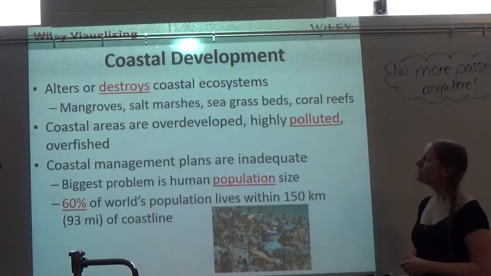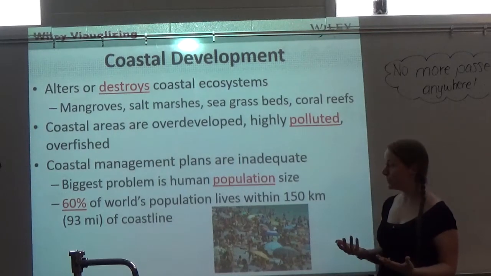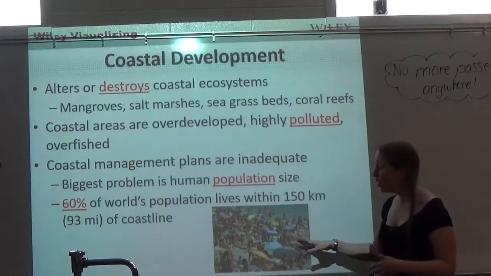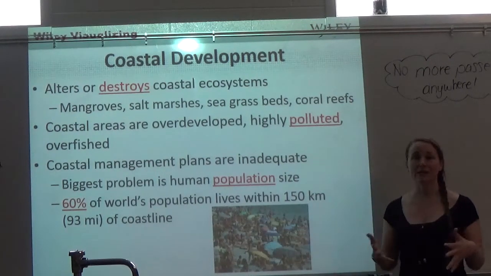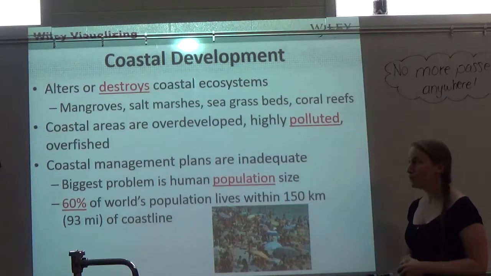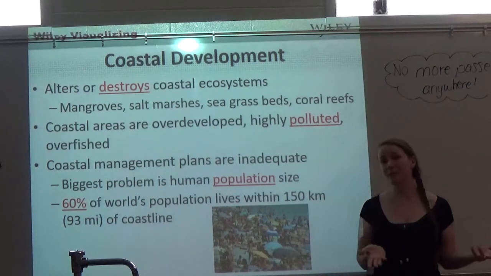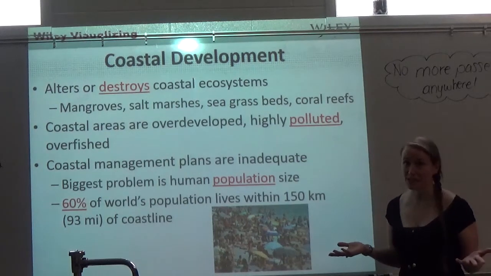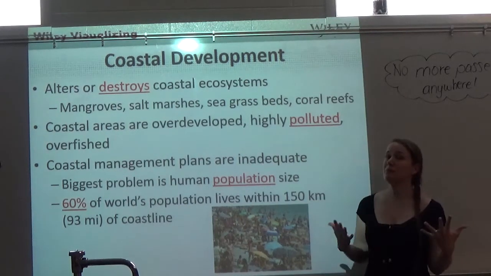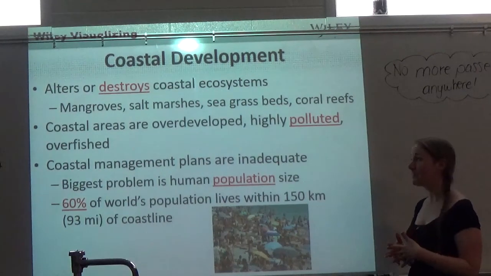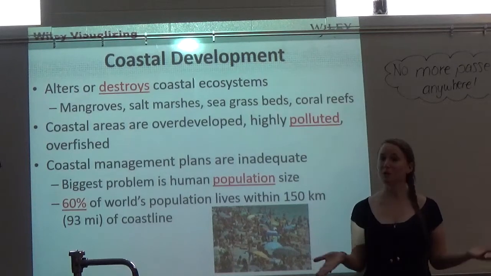Coastal areas are overdeveloped, highly polluted, and overfished. So here's an example of an extremely crowded beach. All those people bring a lot of waste, a lot of pollution with them. Coastal management plans are inadequate. So yes, we want to manage this, but there's a lot of money to be made if you build a high-rise building right next to the beach. So that's the problem, there's a lot of money made in vacationing, so people don't want to cut back on that. The biggest problem, of course, is human population size.